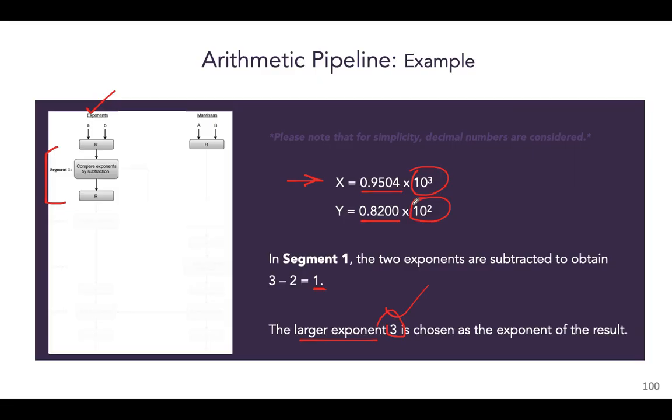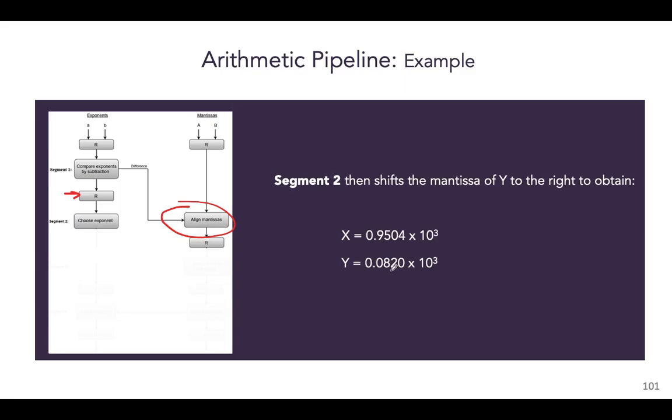So its mantissa has to be shifted so that both of these can be made the same. Again, this is the same concept that we used when we discussed floating point addition. The exponents have to be the same. So that's why the mantissa of this number has to be shifted so that they become the same. And that is what's being done in segment 2.